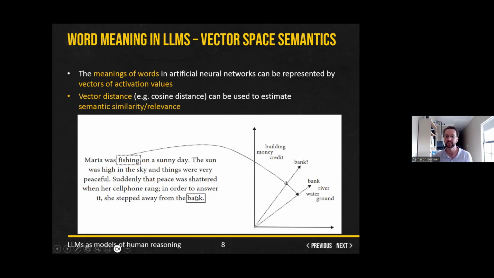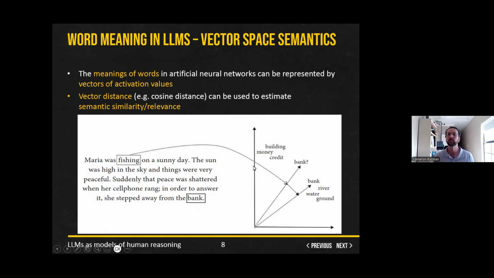Now, bank in English, I hope this carries over to Turkish, is an ambiguous word. It could mean riverbank, which is the side of a river, or it could mean financial institution, which is where you go to deposit your money and checks and so on. So it's an ambiguous word.